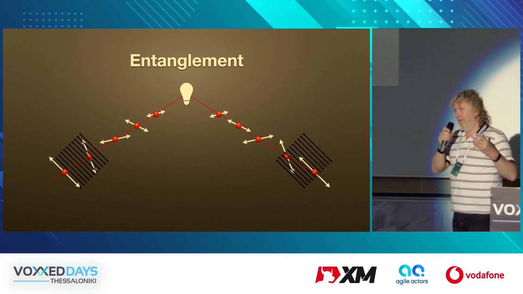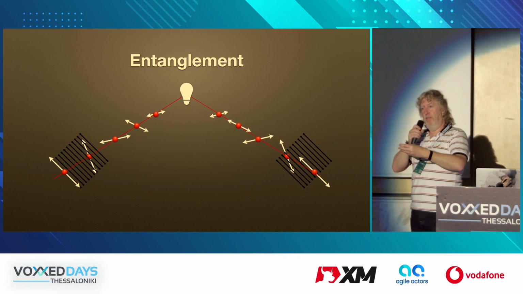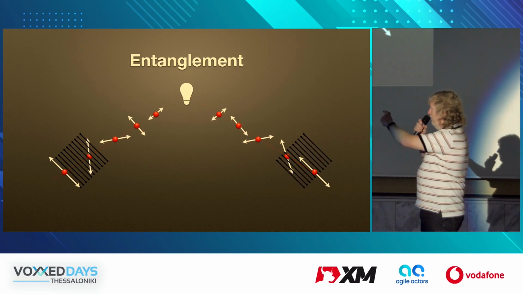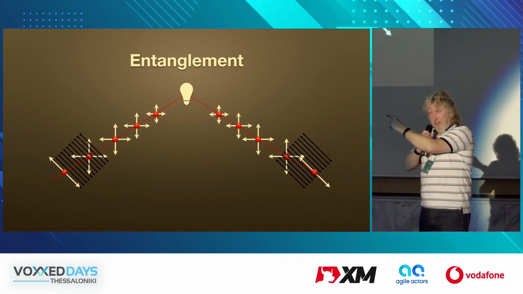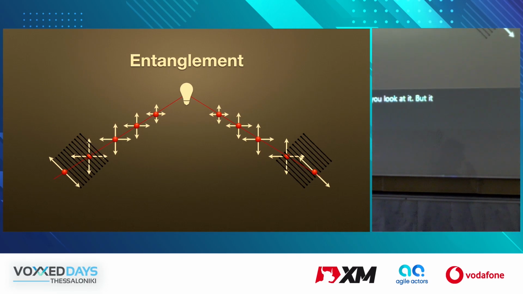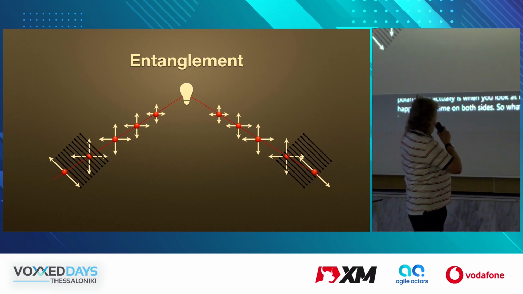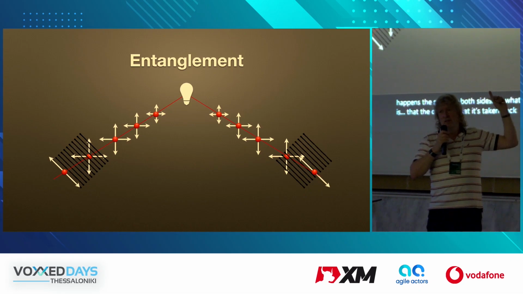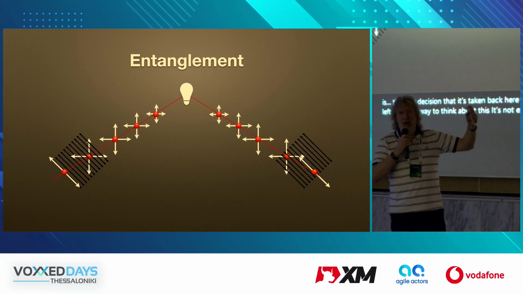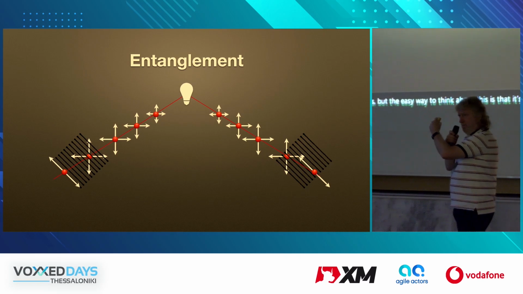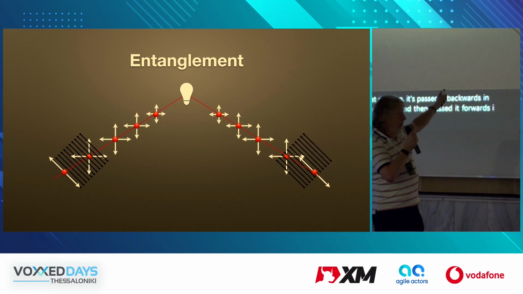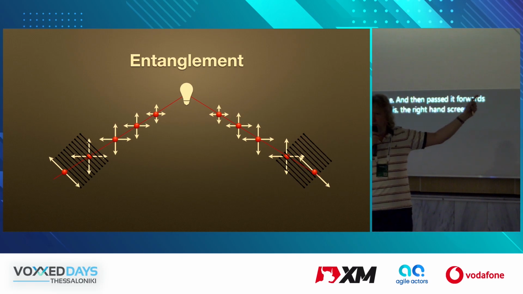So what's really going on is that all of those photons are in a superposition of polarizations, and at the point at which it passes through the screen, that's when it decides what its polarization actually is when you look at it. But it happens the same on both sides. So what that means is that the decision that it's taken back here on the left, the easy way to think about this, it's not exactly like this, but the easy way to think about this is that it's taken that decision, it's passed it backwards in time, back to the source, and then passed it forwards in time again, back to the right-hand screen, and told it how to move.